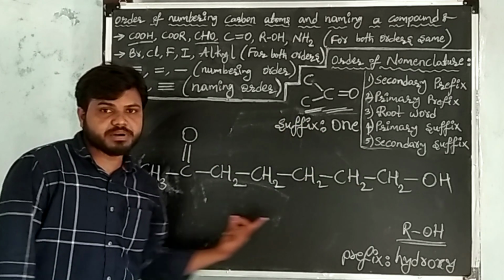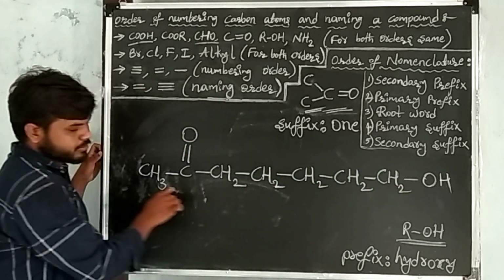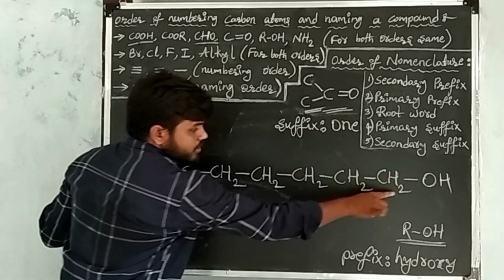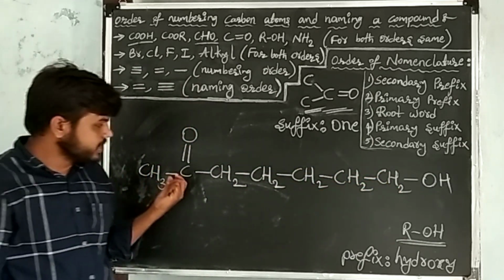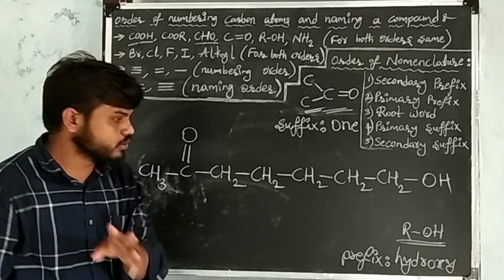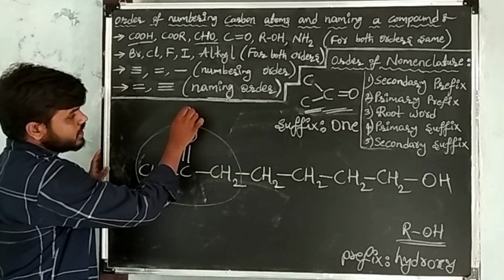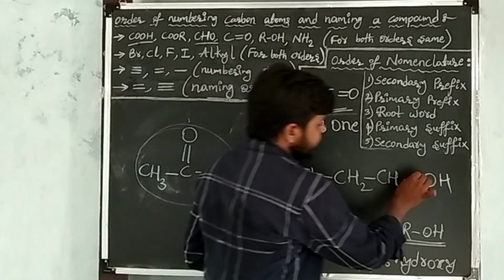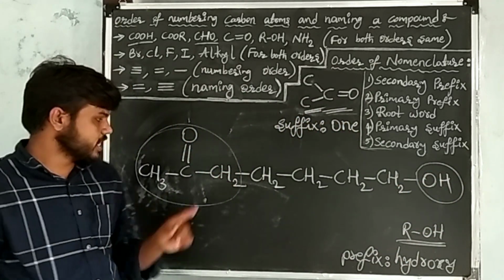This is the given carbon compound. In the given carbon compound, this is the principal chain. In this compound, 2 functional groups are there. One is ketone, and another one is alcohol.